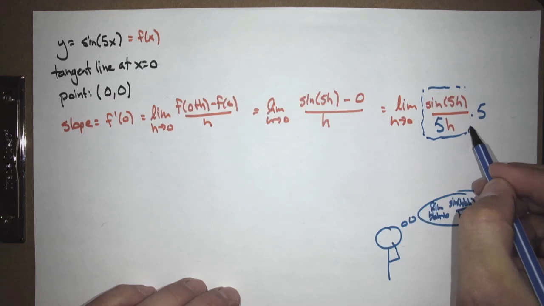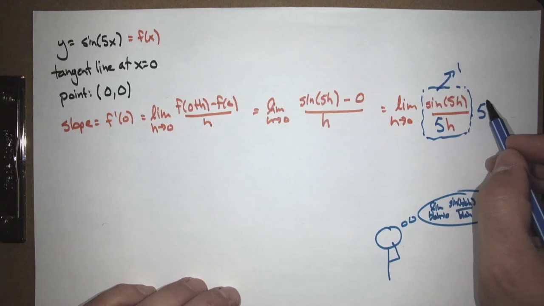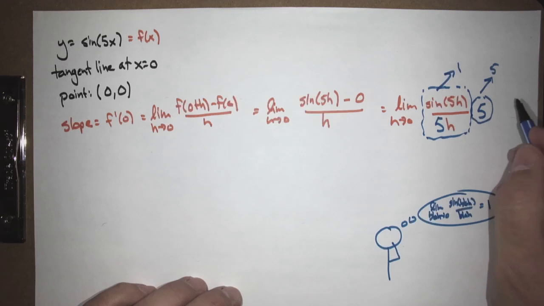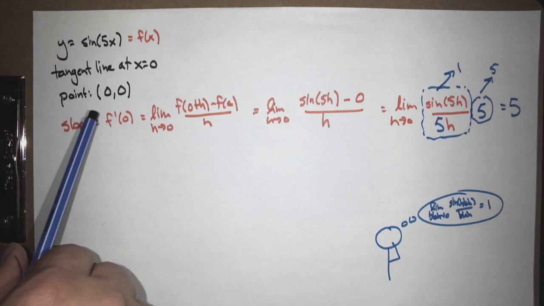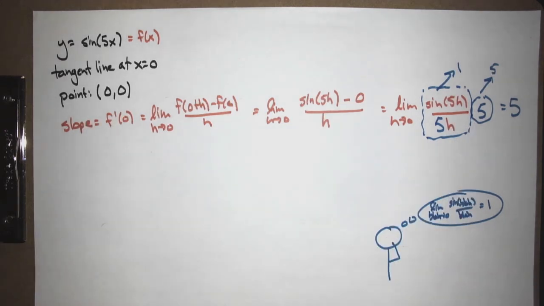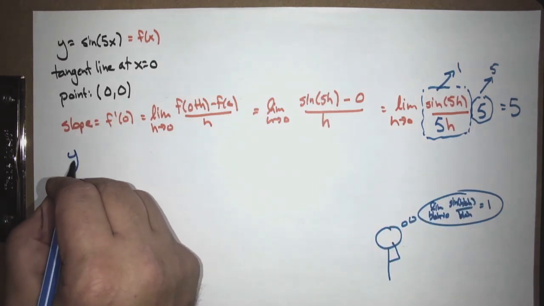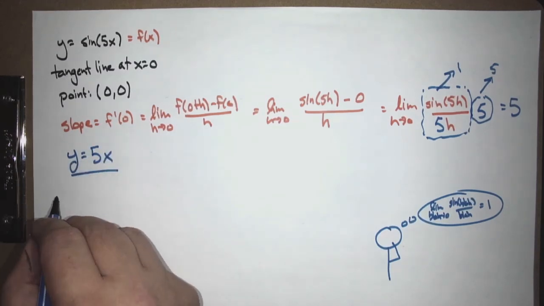Well, this part is now of the form sine blah over blah, goes to 1. What does the 5 do? It goes to 5. Or it stays at 5 if you like. So our limit is 5. So there's our slope. So we need a line which passes through the origin and has a slope of 5. What line does that? Y equals 5x. All right.